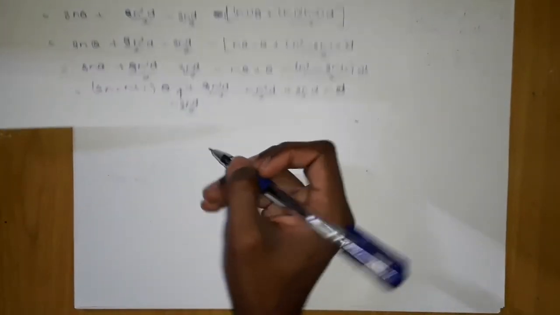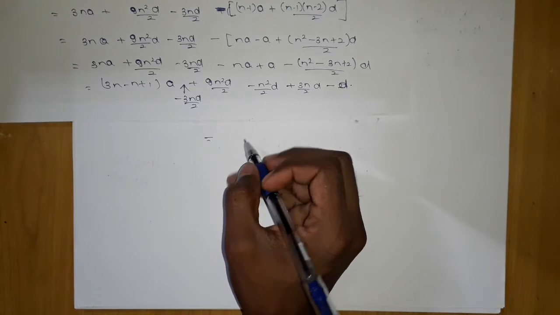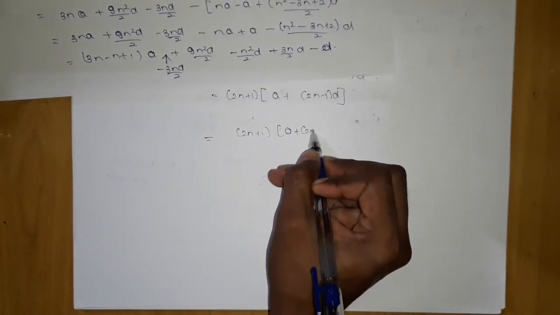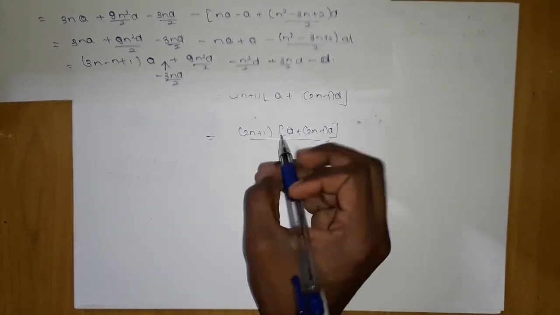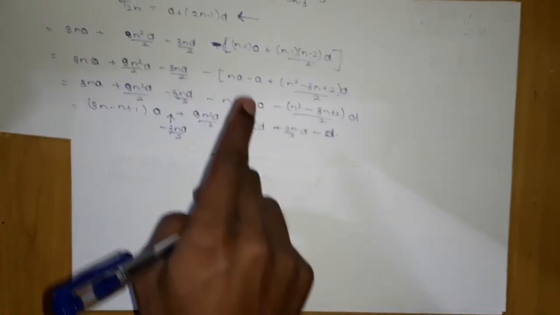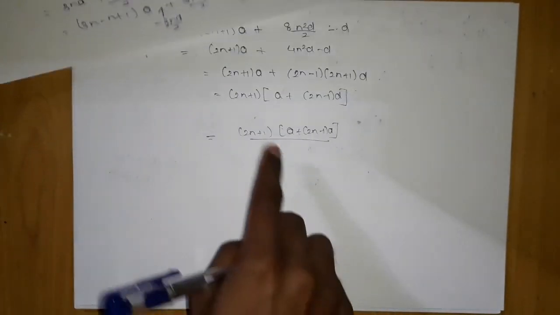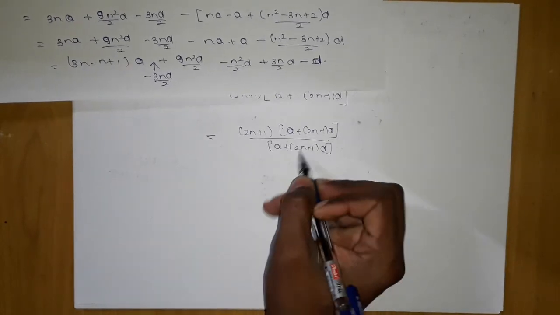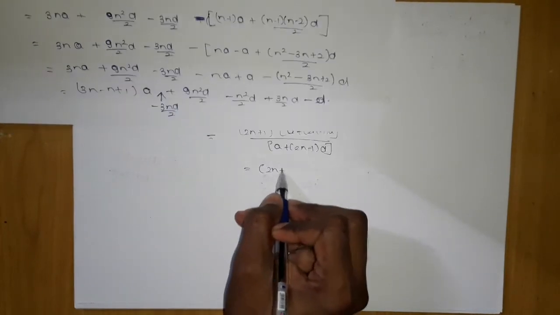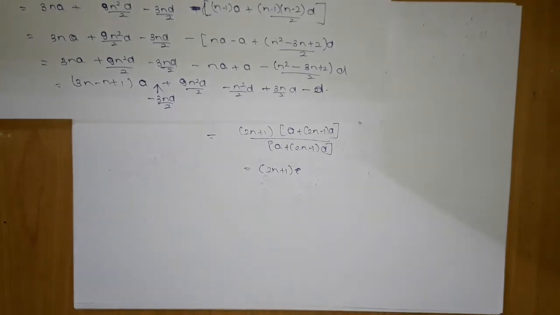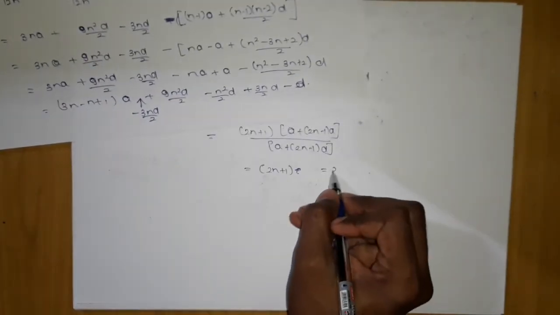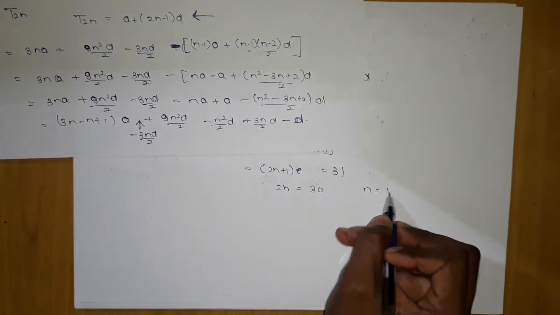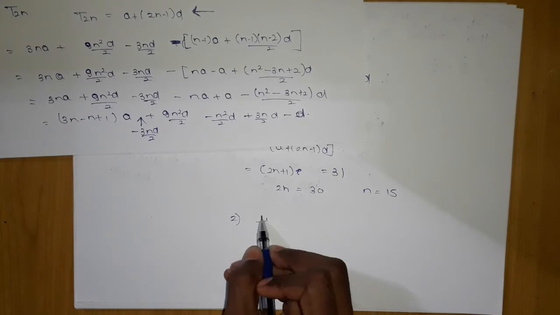So after manipulating the numerator, now we can put the denominator and numerator value, that is 2n plus 1 into a plus 2n minus 1 into d upon this value, which is a plus 2n minus 1 into d. They will cancel out, giving me my final answer, 2n plus 1. So we got this value, but it is equal to 31, and in the next step this will become 30, giving me n is equal to 15. So second is the answer.